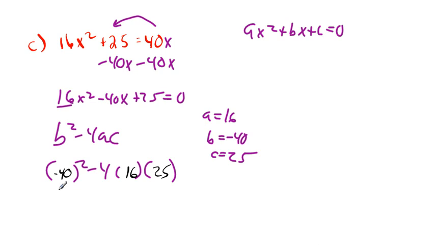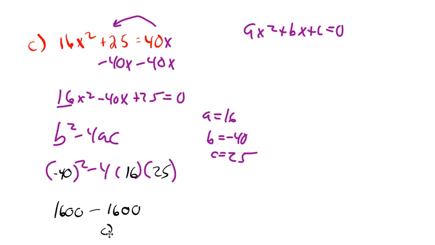No, hold on. No, we're not doing 6. No, we're doing 40 squared. Sorry. So 1,600. Now a negative times a positive is a negative, so I know it's going to be negative there. So let's do 4 times 16 times 25. And that's going to be 1,600, which gives us 0.